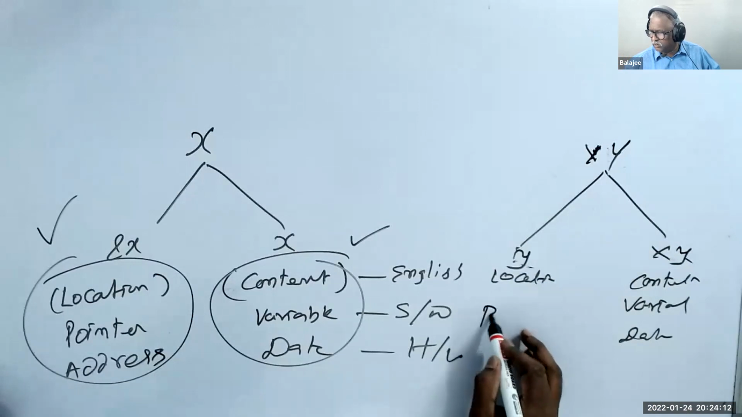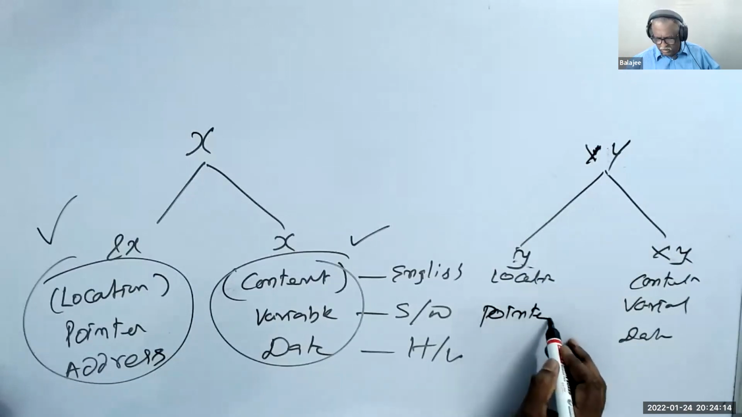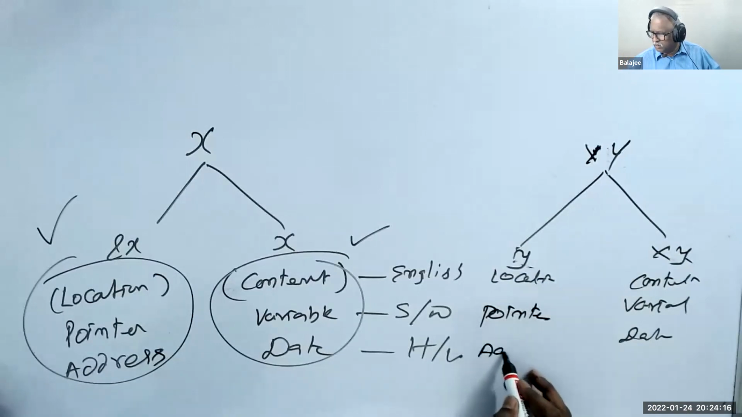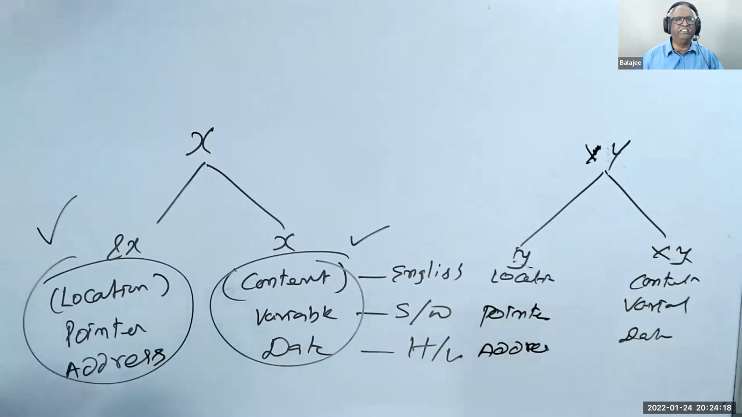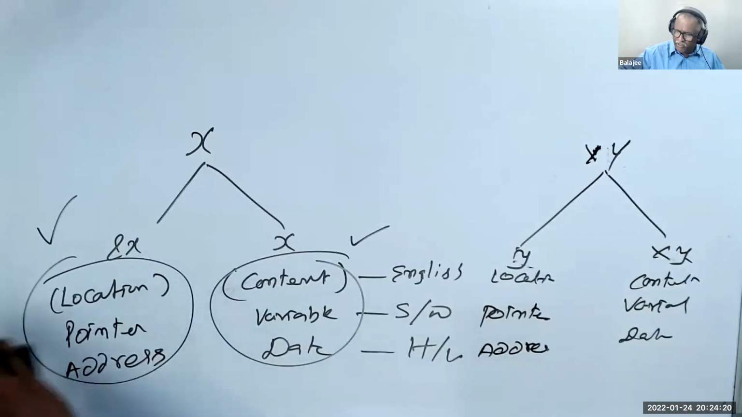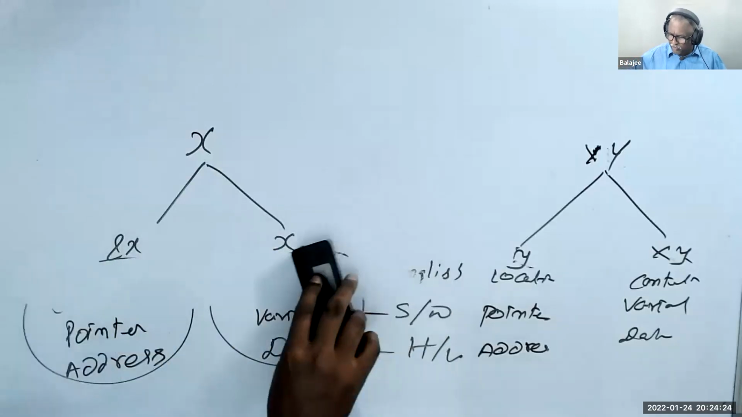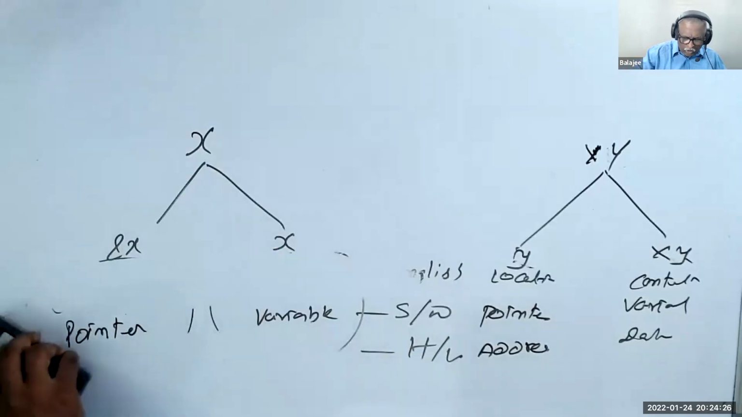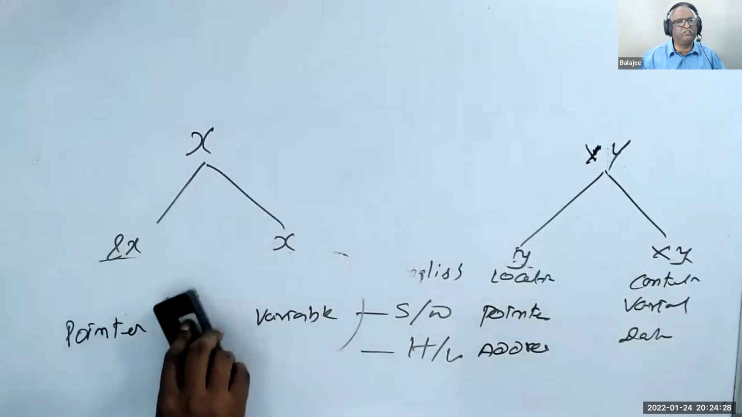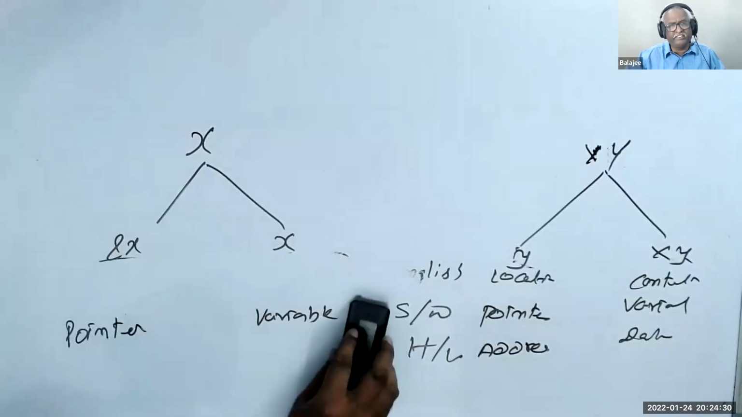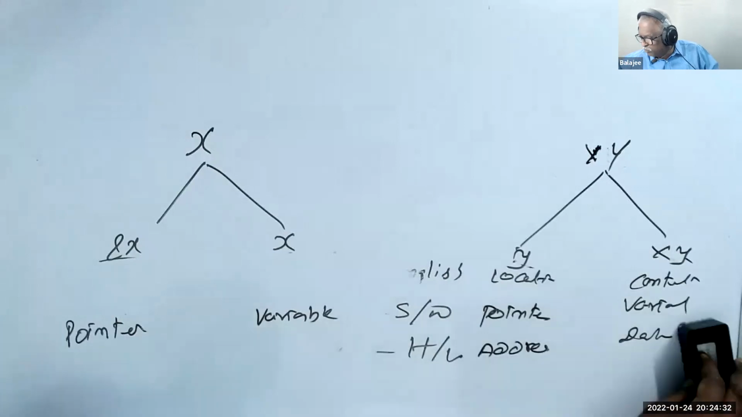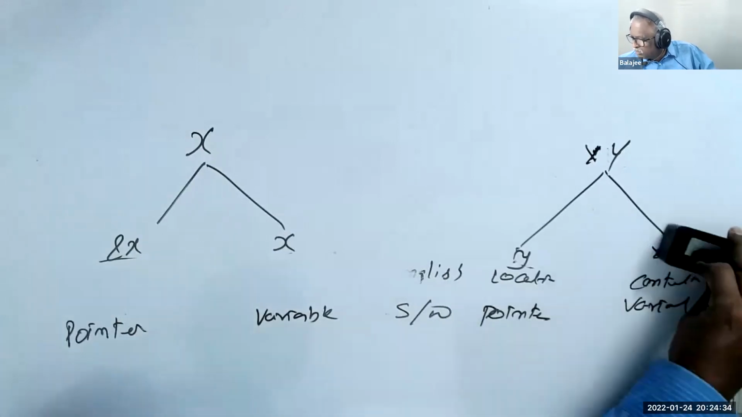Location, pointer, and address. Since now we are discussing only software, I will never use these two, location or content. Also, I will not use address and data. When I'm discussing hardware, I'll discuss address and data. When I discuss software, I'll discuss the same thing as a pointer. Okay, understand that.